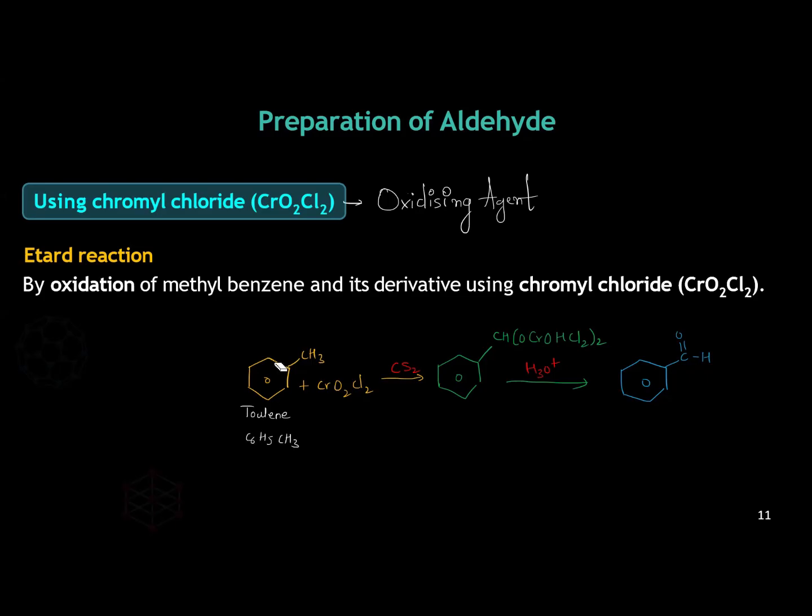They will not always give it this way. Sometimes they can also give C6H5CH3. You should be able to tell it's toluene. I'm mostly representing the structures, but you should also know the formula. So this is toluene, this is chromyl chloride, this is carbon disulfide, this is the chromium complex, and this is benzaldehyde.